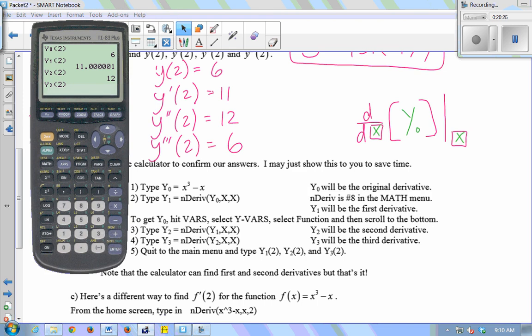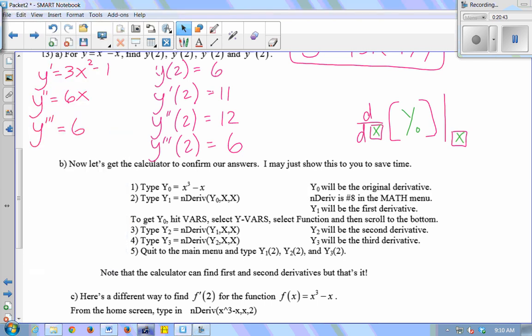So this is part of the reason we have to actually know calculus, right? This 11.000001, we have to know that that's really 11, and your calculator is just doing something funny. And it won't take the triple prime for us. So if we need that, we have to know how to do it.